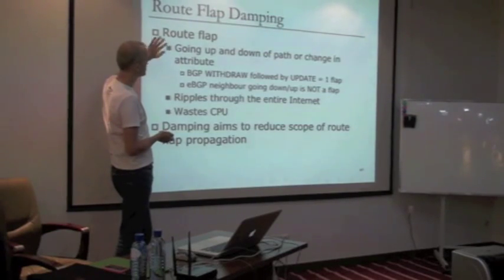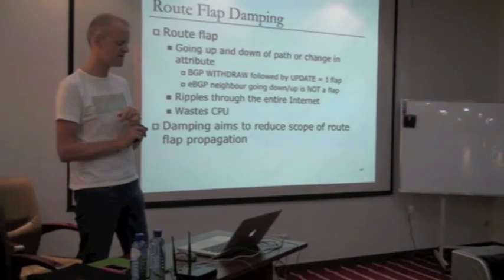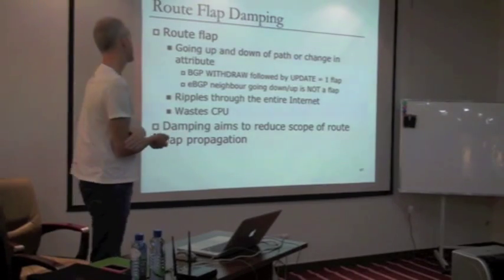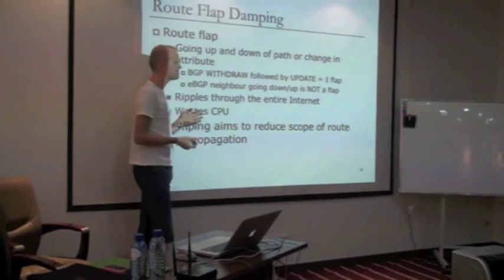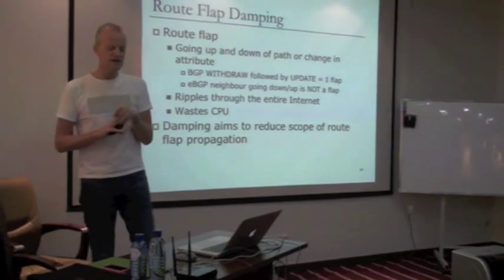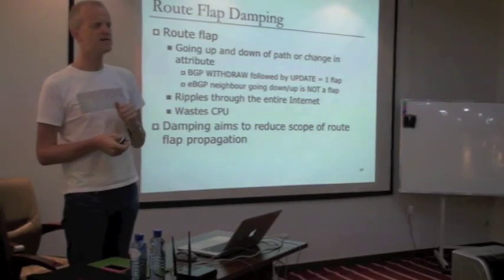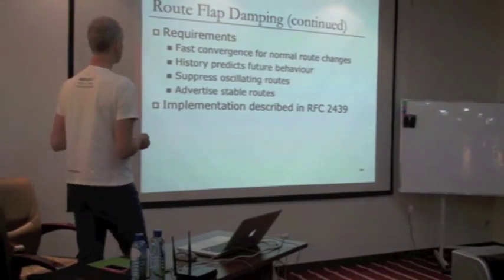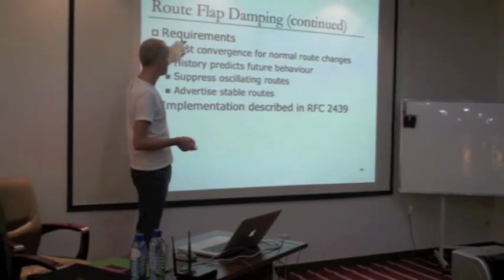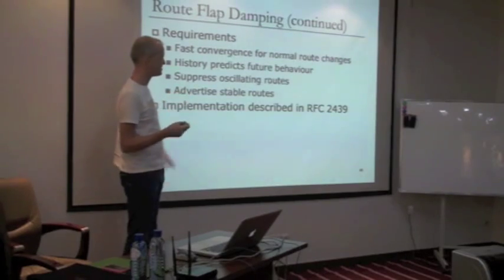The way flap damping works is, well, a flap is a BGP withdraw followed by a BGP update. That's the definition of a flap. The prefix disappears, and then it comes back again. These ripple through the whole internet and waste CPU, and flap damping aims to reduce the scope of the flap propagation. If somebody bounces a prefix, the whole internet sees it, so flap damping is trying to stop that. The requirements are fast convergence for normal route changes, use history to predict the future, suppress routes that are bouncing up and down, but advertise routes which are stable. That's what we're going to try and do.